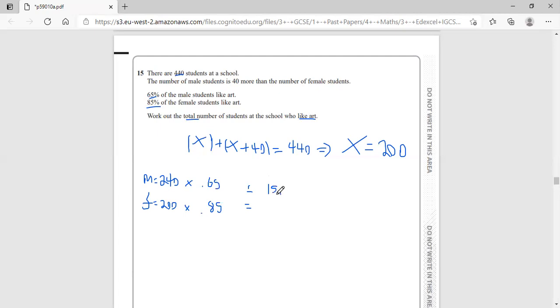Okay, and then 200 times 0.85 gives you 170. Okay, so then what we need to do is add those two together, and that will give you 326 students who like art.